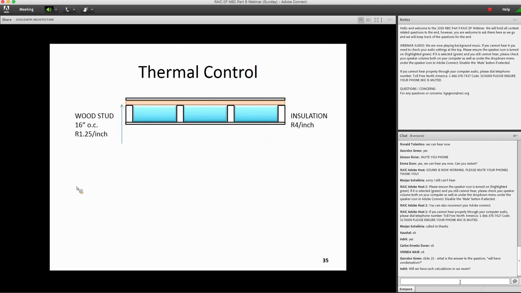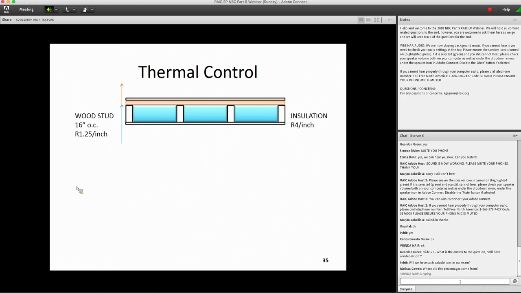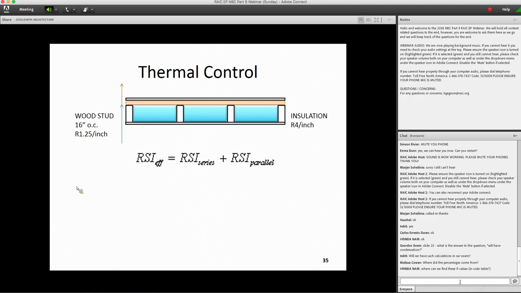So this is the value, this is the parallel area. And this is the area that we have continuous insulation. How do we know the effective R value of the entire insulation, the entire wall? We're going to have to just add one RSI and the other RSI.